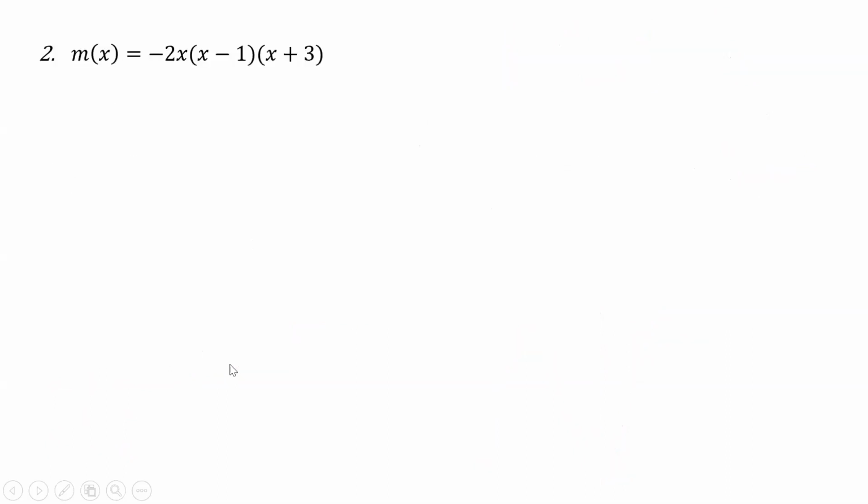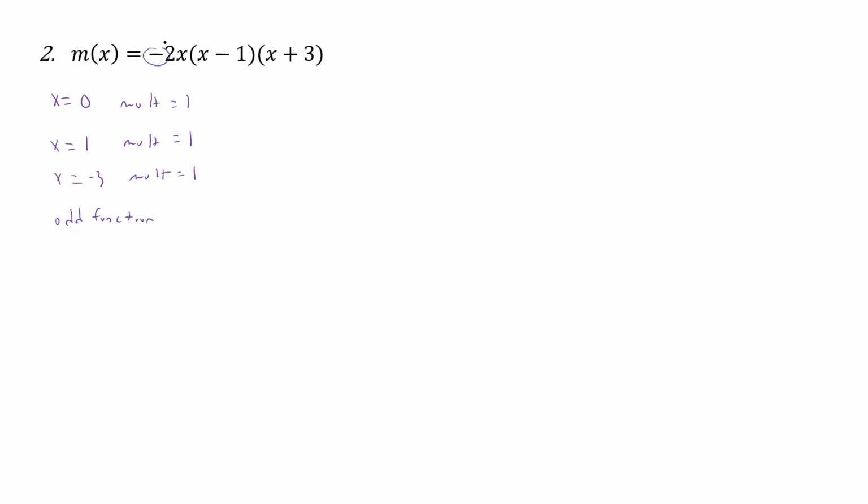All right, so let's do another one. So here we have, again, 3 terms this time. Now we have x equals 0, with multiplicity equal to 1. We have x equals 1, multiplicity equals 1. And we have x equals negative 3, and our multiplicity equals 1 again. So what do we know? It's a 1, 2, 3, so it's an odd function.